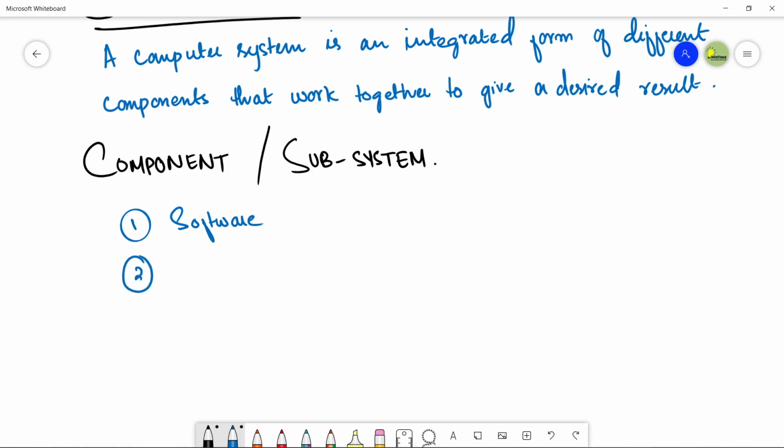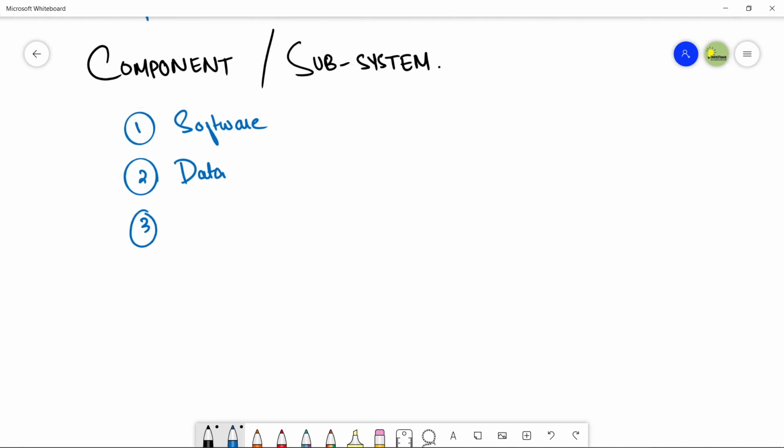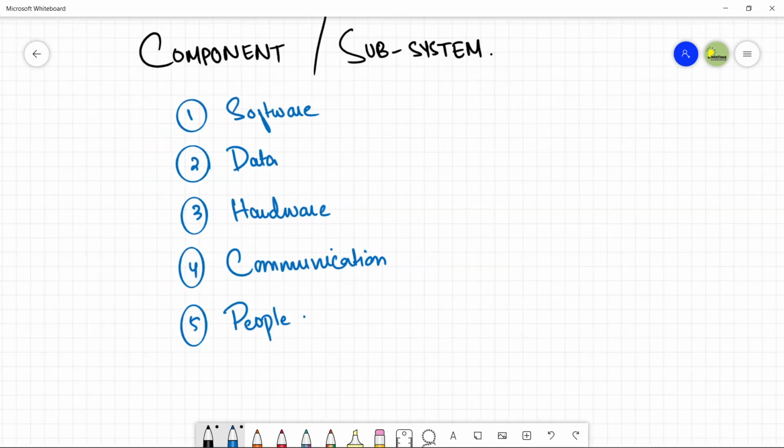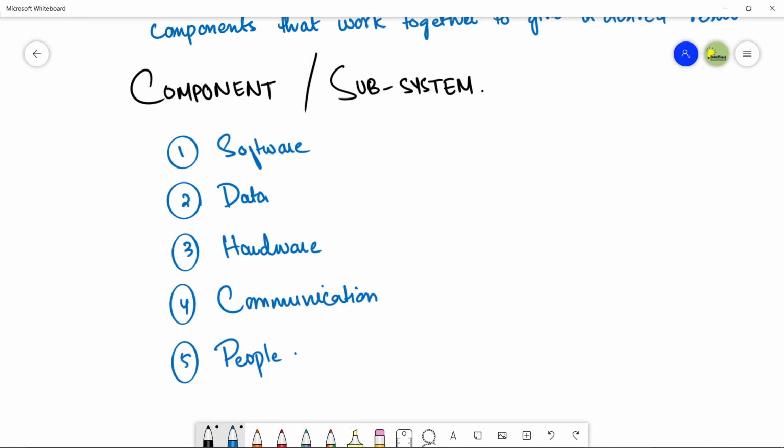A computer system is made up of software, data, hardware, communication, and the final is people, because people, a user or a developer, is also required in order to make up a computer system or to use a computer system. So we are going to see all of these components in detail in the next video.